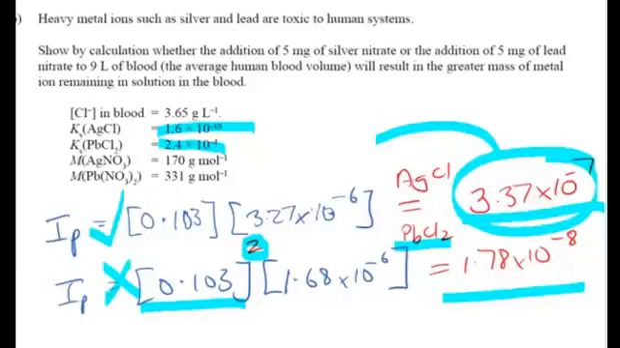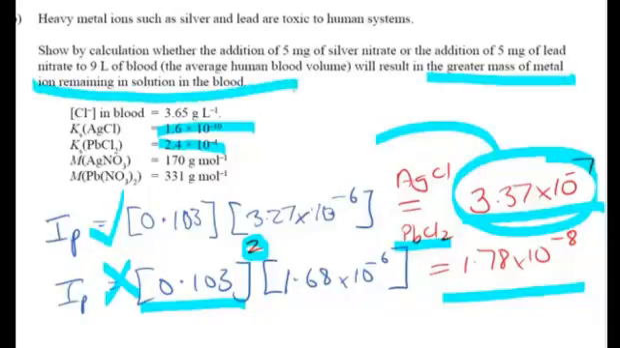Now we've got to look at the actual question, and it says which will result in the greater mass of metal ions remaining in the solution. And if this doesn't precipitate in the case of lead, which it doesn't, that means the ions will stay in the bloodstream. And that's that question answered.